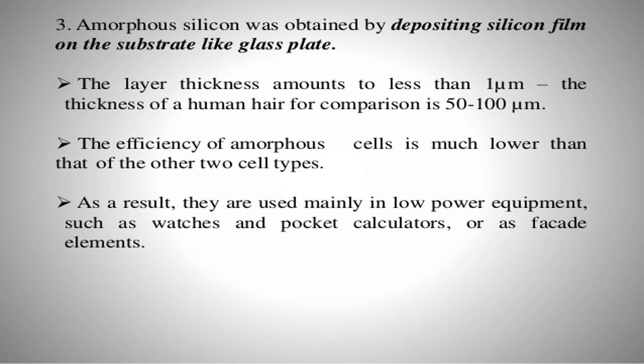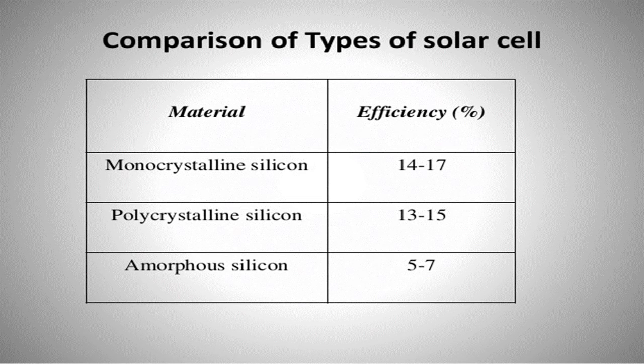Amorphous silicon is obtained by depositing silicon films on a substrate like a glass plate. The layer thickness amounts to less than 1 micrometer, the thickness of a human hair, in comparison to 50 to 100 micrometer. The efficiency of the amorphous cell is much lower than that of the other two cell types. As a result, they are used mainly in low power equipment such as watches, pocket calculators or pocket elements.